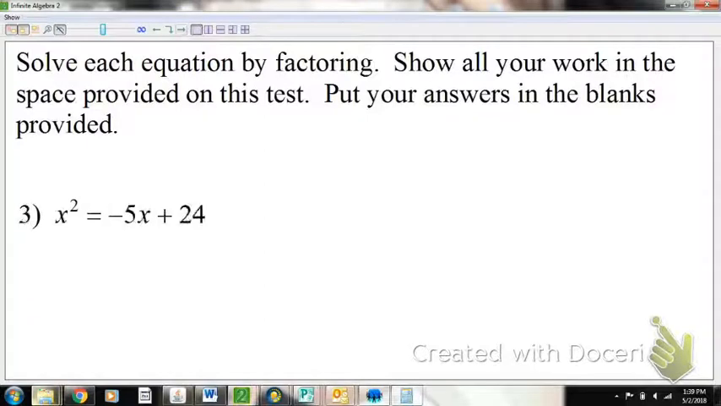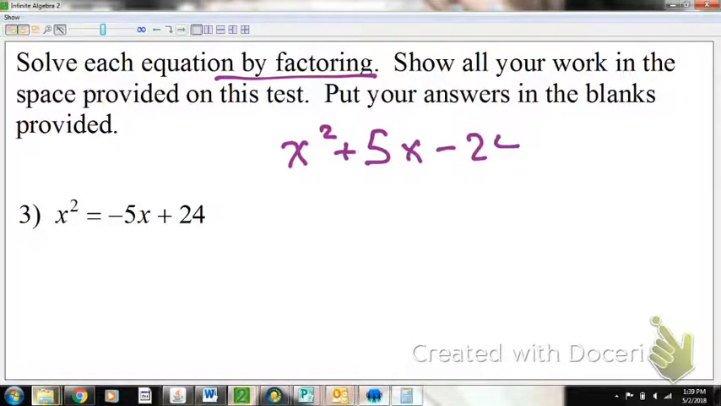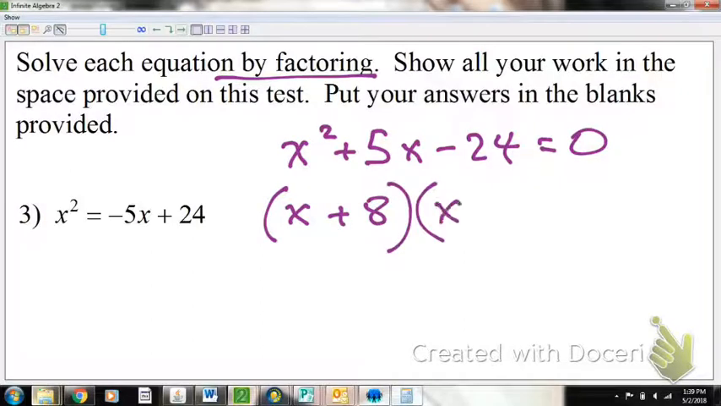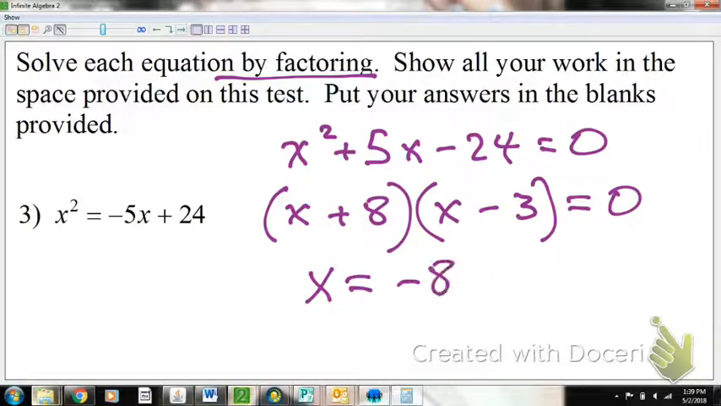All right, number 3, this one we have to first set it equal to 0 because, again, to solve by factoring, we're going to use the zero product property. So x squared plus 5x minus 24 equals 0. The factors of negative 24 that add up to be positive 5 are positive 8 and negative 3. And again, each of those factors equals 0 means x either equals negative 8 or x is positive 3.